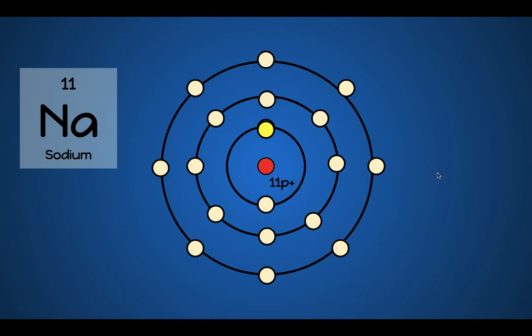Next we have sodium. Now sodium is number 11 on the periodic table. So I've written 11p+. That means we are going to fill in 11 spots for the electrons. The first shell has 2 spots. The second has 8. So that's going to fill up the first energy level, the second energy level, and then we're going to have 1 left over in the third. So that is what that would look like.